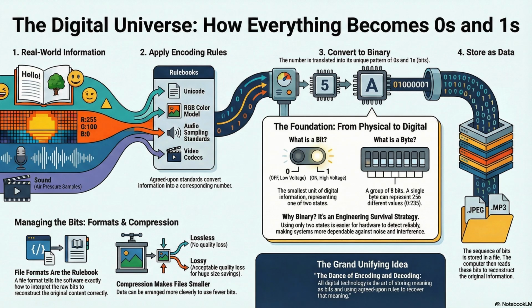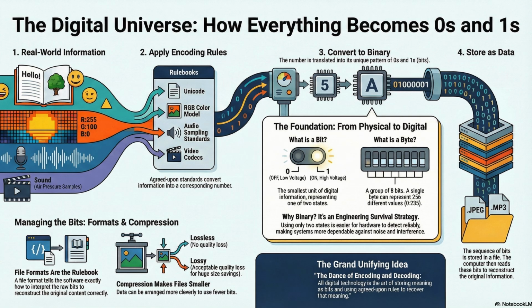The digital world is defined not by what we store, but by what we agree we don't need to store. So what does this all mean? We've traveled from the physical necessity of the binary system all the way to the massive complexity of coordinated media streams, all held together by these invisible universal agreements. If we synthesize the core finding one last time for you, it is that digital technology is the art of storing meaning as bits and recovering that meaning using agreed-upon rules.